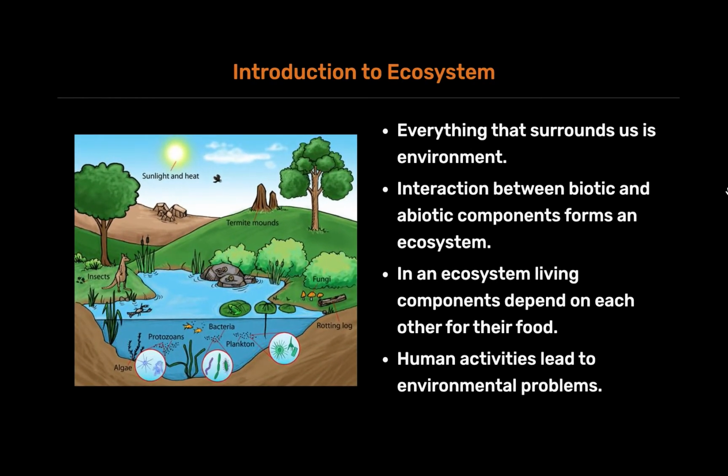Everything that surrounds us is environment. It includes both living, that is biotic, and non-living, that is abiotic components. Interaction between biotic and abiotic components forms an ecosystem. In an ecosystem, living components depend on each other for their food, which gives rise to food chains and food webs in nature. Human activities lead to environmental problems such as depletion of ozone layer and production of huge amount of garbage.